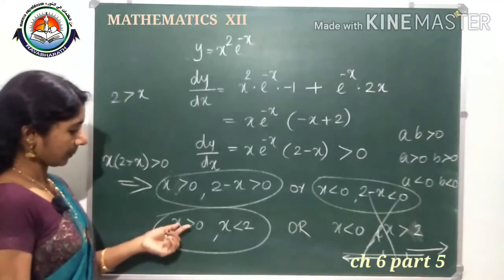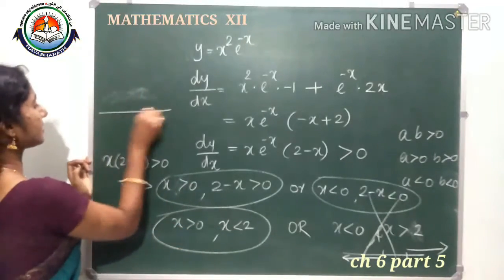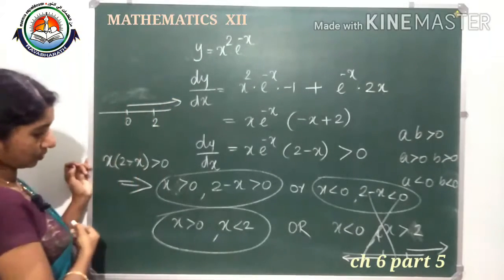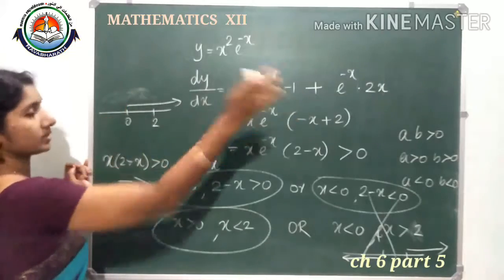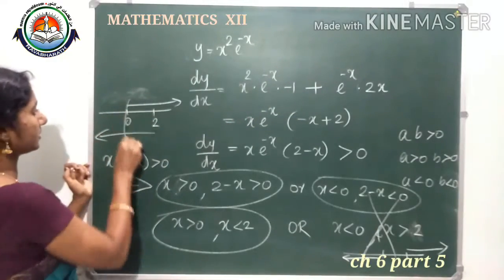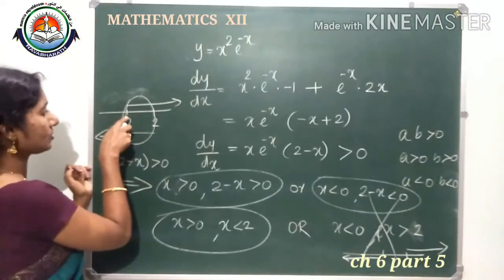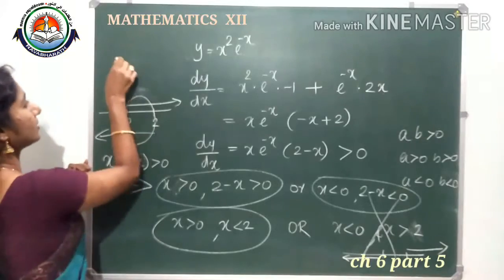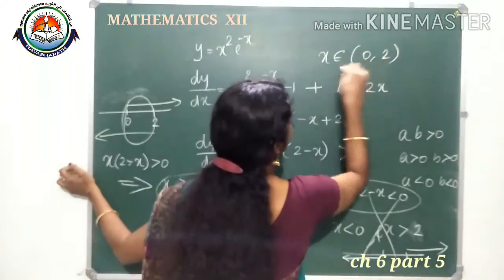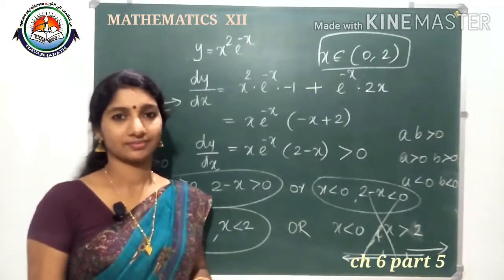And here, come here, x greater than 0 and x less than 2 means where it is? See here 0, here 2, x greater than 0, after 0 all the values. X less than 2 means these all the values. So, where the solution lies? X belongs to 0 to 2. So, the interval is x element open interval 0 2. So, we found the interval.